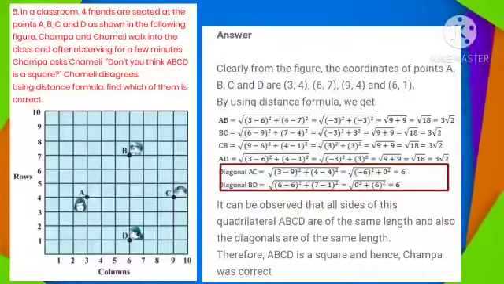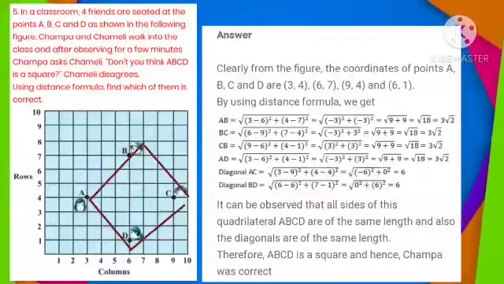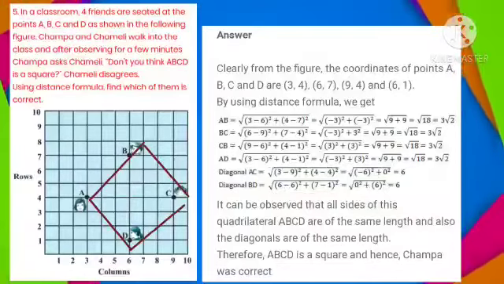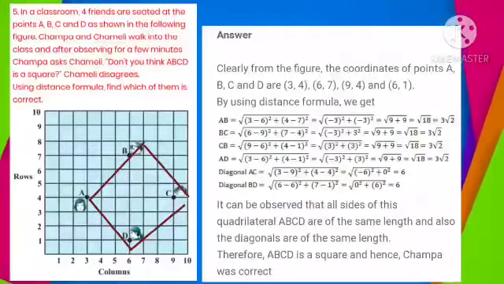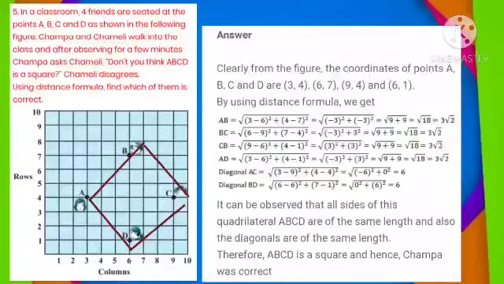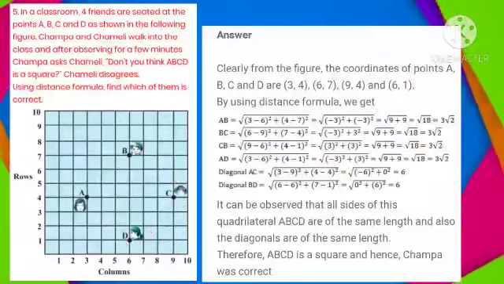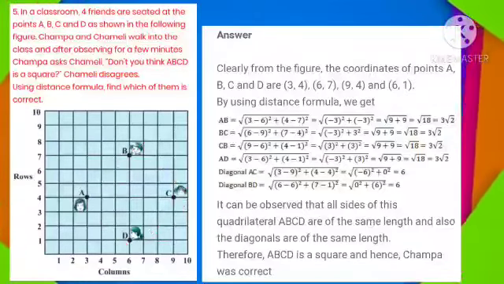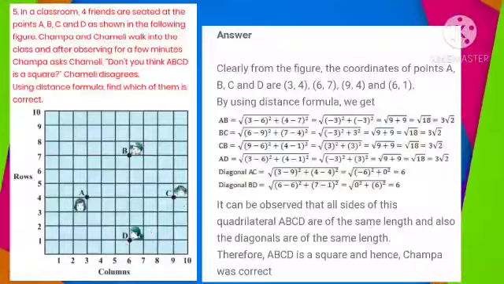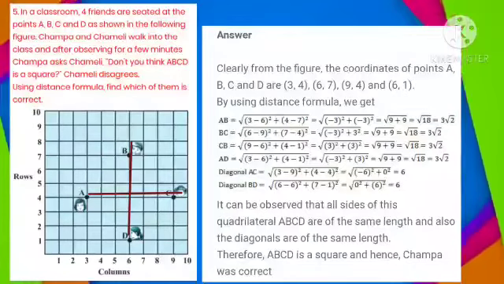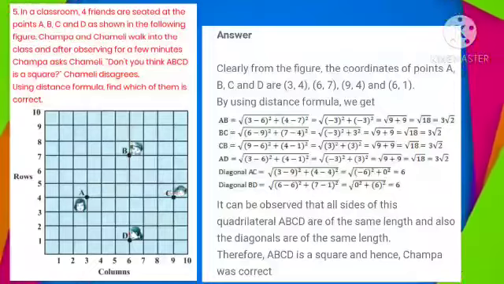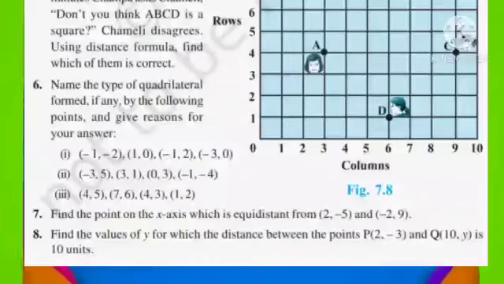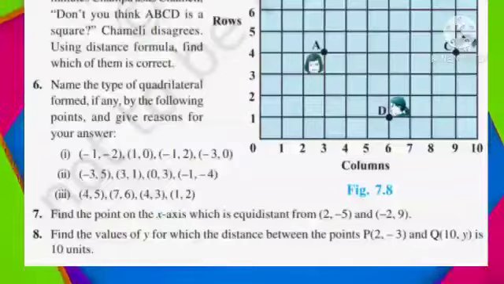As you can see on your screen, dear students, if we join A, B, C and D, we get a quadrilateral ABCD, and we can see that all the sides of the quadrilateral ABCD are equal in length, and even the lengths of the diagonals are the same. So it is clear that ABCD is a square. So Champa was correct. Now let us move to question number 6.